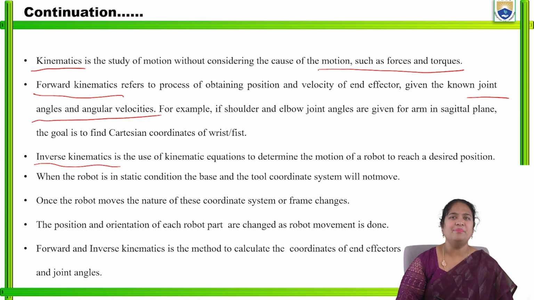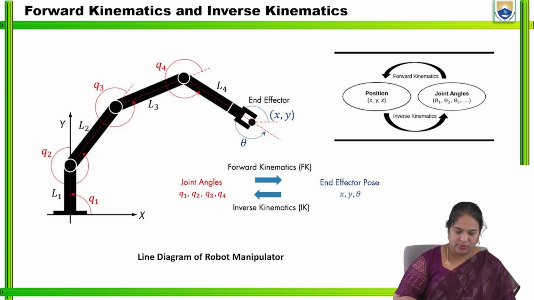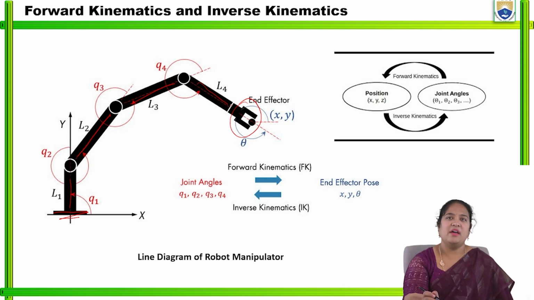For example, if the shoulder and elbow joint angles are given for an arm in a plane, the goal is to find the Cartesian coordinates of the wrist. As I've told you, this is forward kinematics. Here, this is the base of the robot. This is one of the joints, L1. This is the other joint, L2. This is the third joint, L3. This is the fourth joint, L2. At the end, we have the end effector.